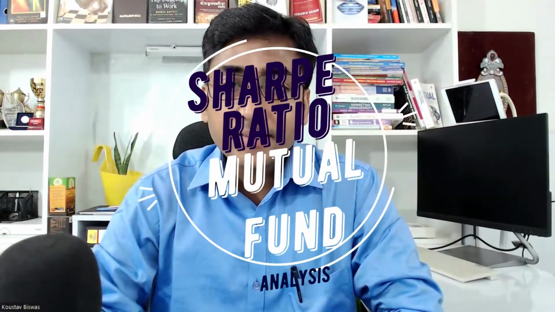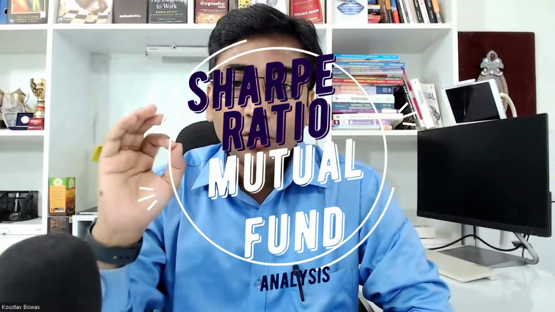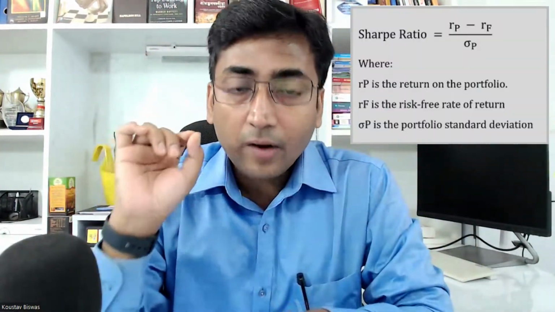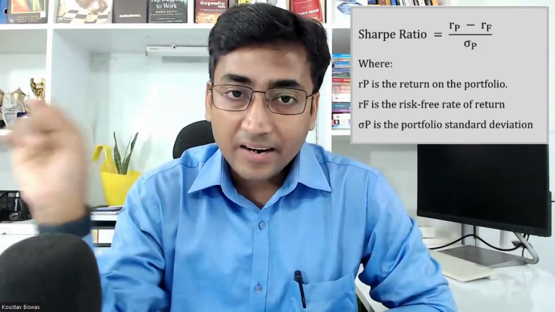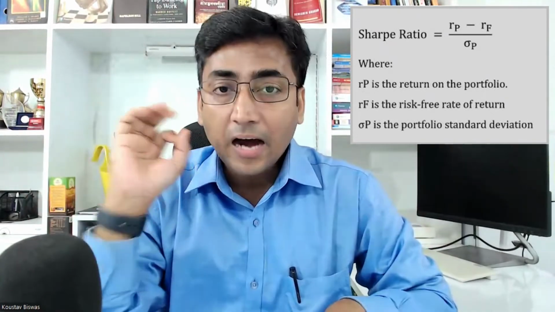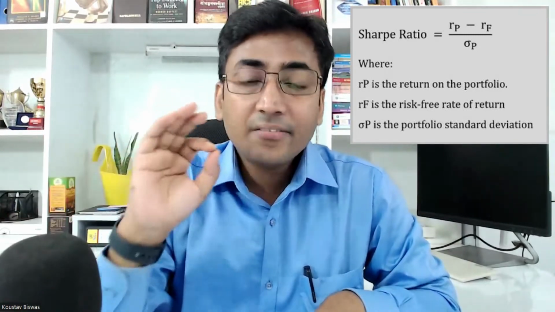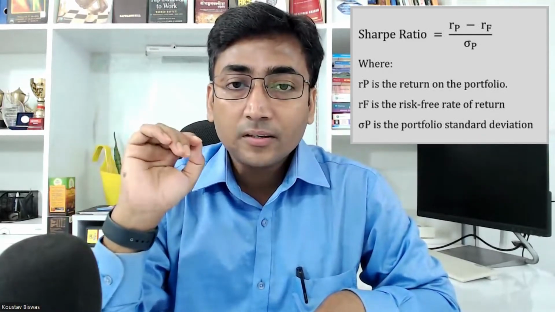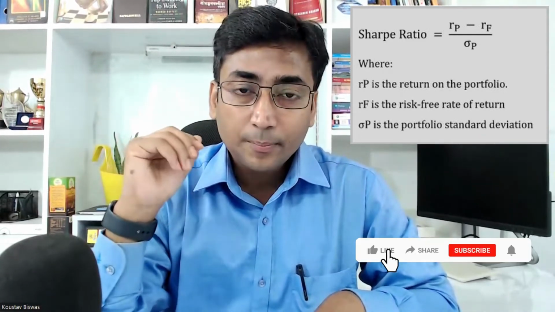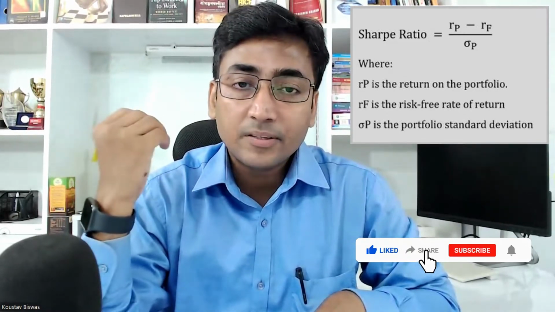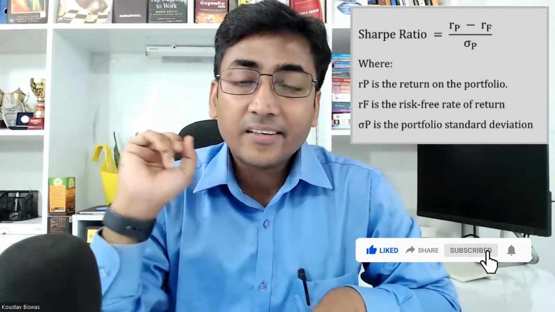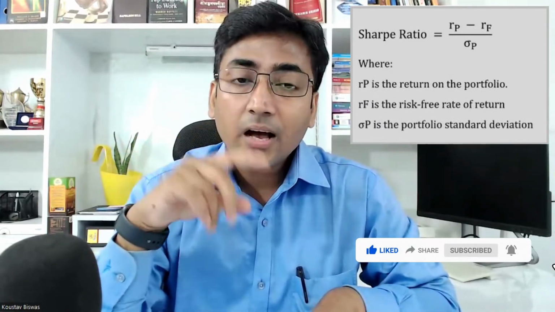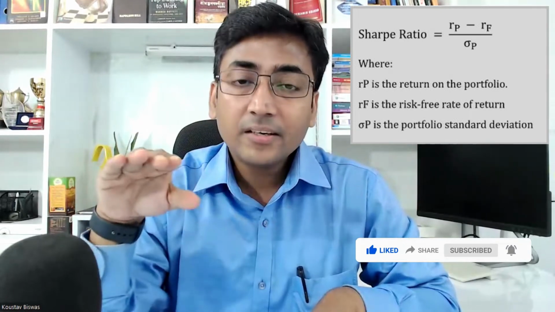Today in this video, let's discuss the Sharpe ratio. Sharpe ratio indicates how much risk you have taken to generate a particular return. The formula of Sharpe ratio is (Rp minus Rf) divided by standard deviation, where Rp is the return of the portfolio and Rf is the return of a risk-free instrument. A risk-free instrument means Government of India bonds, for example, 10-year G-Sec bonds, divided by the standard deviation of the portfolio. Standard deviation means how volatile this particular return was.